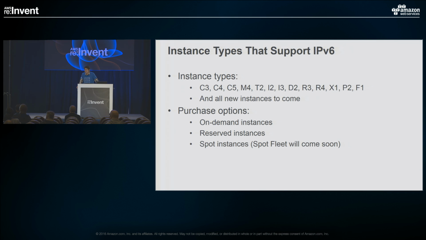Here are the instance types that support IPv6. It's a long list. To make it simple, if you look up all the current generation EC2 instances, all of them, except for M3 and G2, support IPv6. So if you are using some M3, you can consider moving the workload to M4. Right, so it's pretty rich. In terms of purchase options, it supports all the three popular options: on-demand, RI, and Spot. Spot Fleet will come a little bit later, but it will come soon.